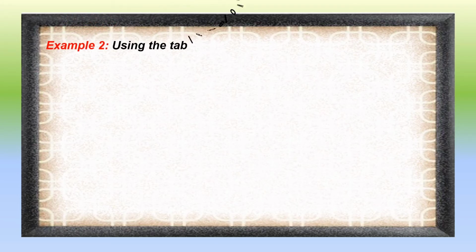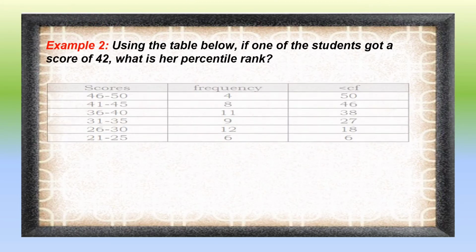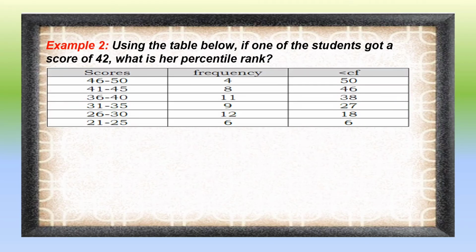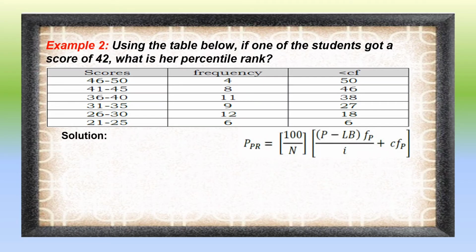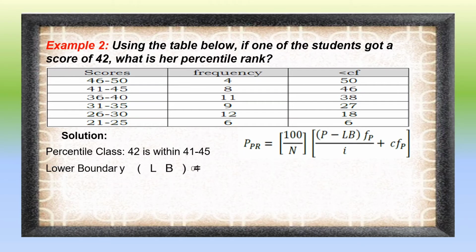Consider our next example. Using the table below, if one of the students got a score of 42, what is her percentile rank? Okay, so we need to identify first the percentile class where 42 is located. Upon looking at our scores interval, 42 is within 41 to 45. The lower boundary of the said class is 40.5. That is 41 minus 0.5. The raw score that is given in our problem is equal to 42.